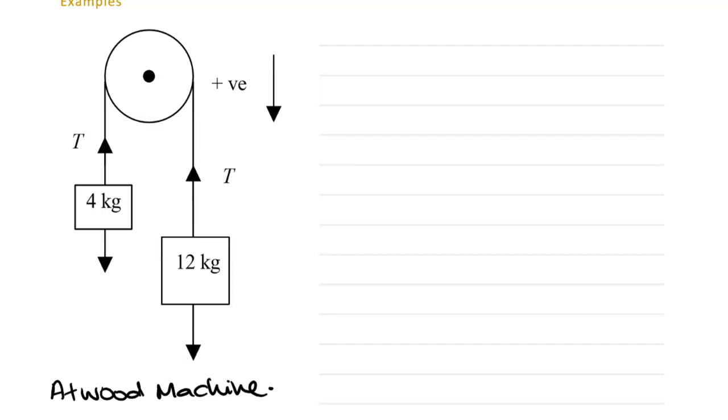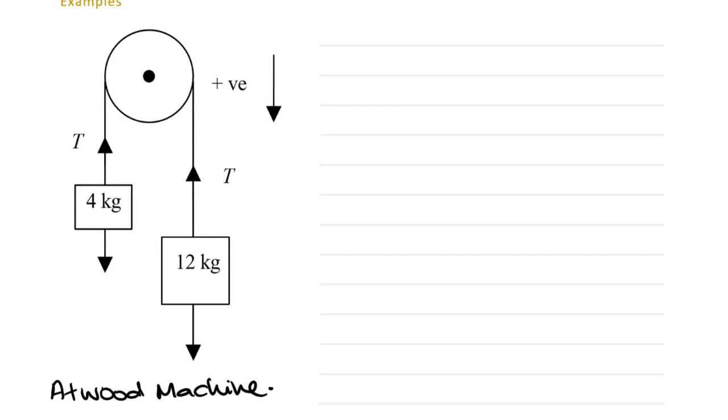You can probably imagine that if we were to set this up, and we're assuming that our pulley is frictionless and that our strings have no mass, we've sort of been assuming that the strings have no mass this whole way. If you set this up, it's going to start doing this. The 12 kilogram mass is going to pull the 4 kilogram one to the ground.